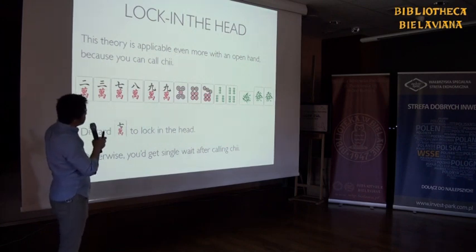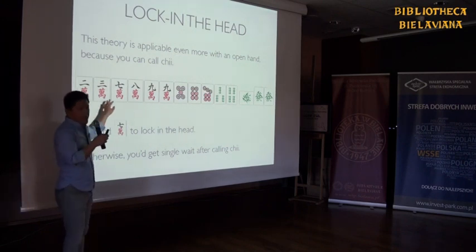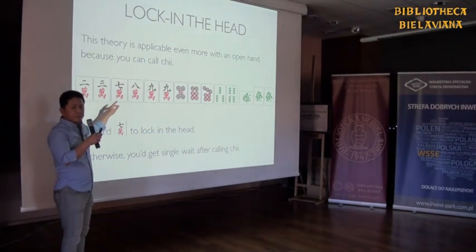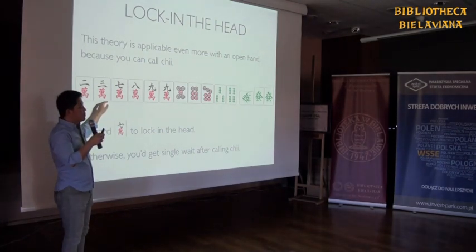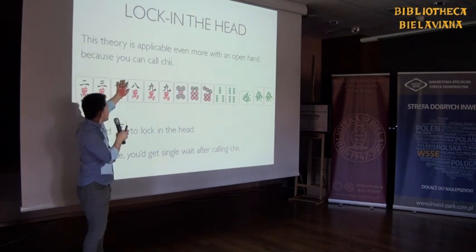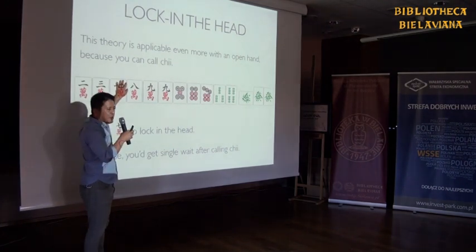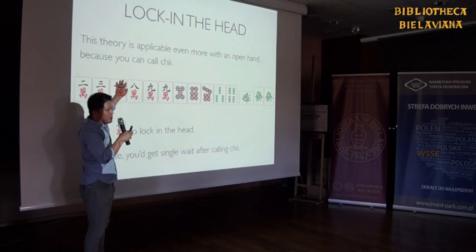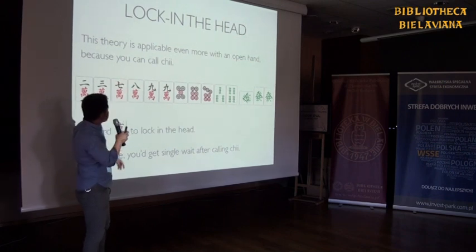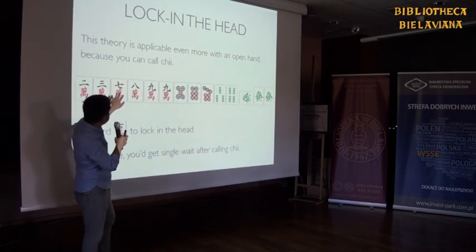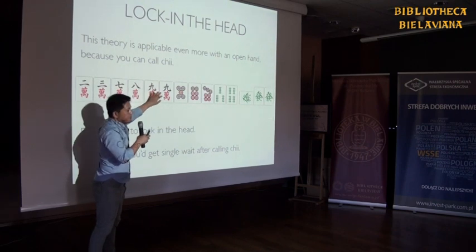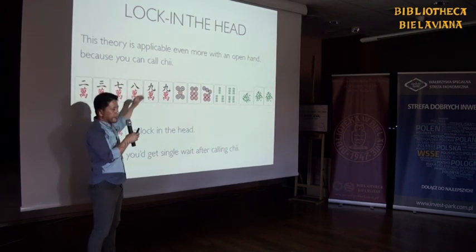Oh yeah, and this is true. This is more so when you have an open hand, right? Because you can cheat, right? Unless you lock in the head first, you can't cheat, right? I mean, well, you can cheat, but you'll get tanki wait. When you're expecting to cheat, you should rather lock in the head first by discarding 7 and then 8.